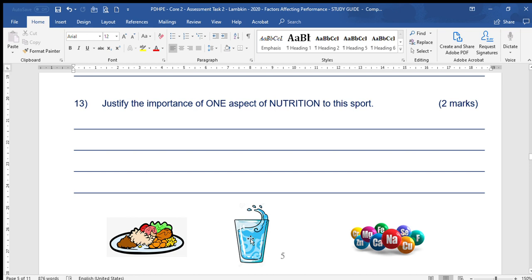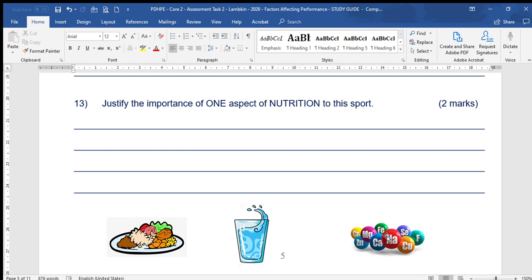What will it allow? Will it allow thermoregulation? Will it allow proper digestion of carbohydrates? What will it allow? Transport of nutrients, etc. You could talk about vitamins and minerals. So you could talk about what does iron do for my athlete? What does protein do for my athlete? What does calcium do for my athlete?